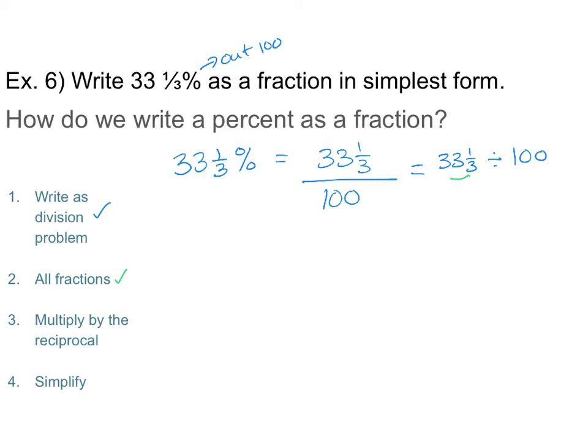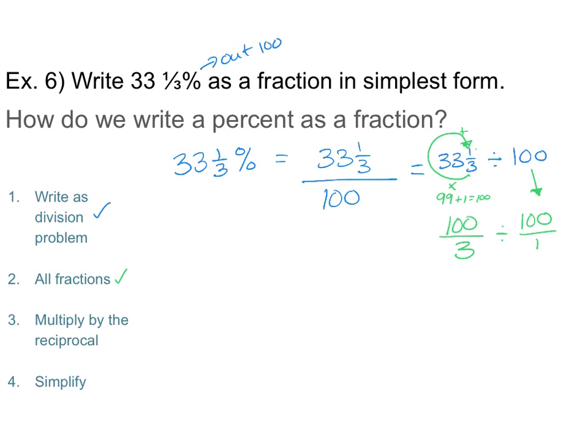Okay, so I need to change this 33 1/3. So I multiply the 3 times the 33, and then I add this one of that third. So 3 times 33 is 99, plus one more is 100. Okay, so I have 100 thirds divided by 100 over 1. So this becomes 100 over 1. And then the 33 1/3 becomes 100 over 3.